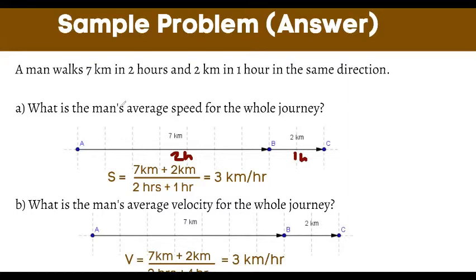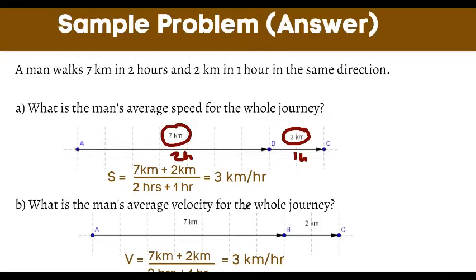Now, how do we determine the average speed? Again, we just have to know the total distance the man traveled. So the total distance is just adding the magnitudes, 7 and 2 kilometers, over time. The total time he traveled that distance is why you have 2 plus 1. Okay, so for the speed, you will have 3 kilometers per hour.